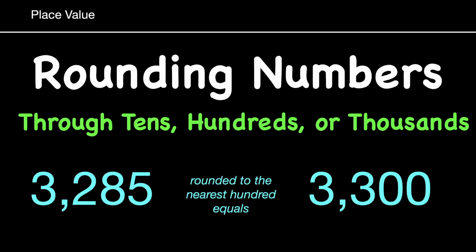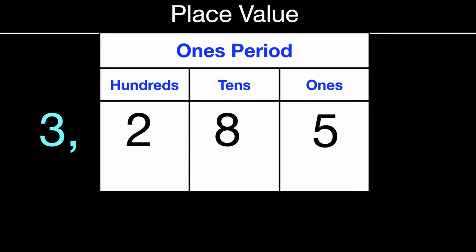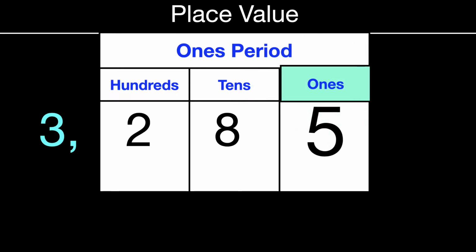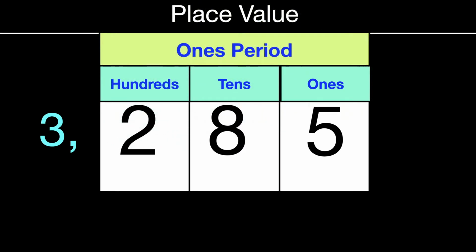This lesson, we'll talk a little bit about place value and how to use a rounding chart. We'll look at our steps a couple of times, and then we'll solve some problems. So let's start with place value. In 3,285 on a place value chart, the 5 would be in the ones place value. The 8 is in the tens place value, and the 2 is in the hundreds place value.